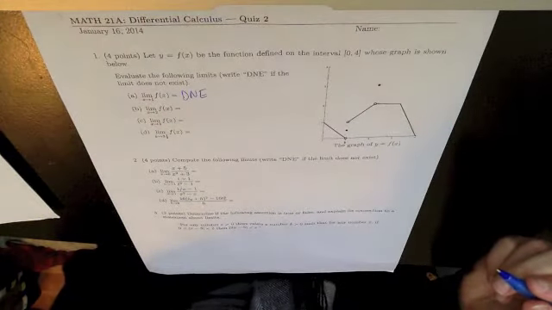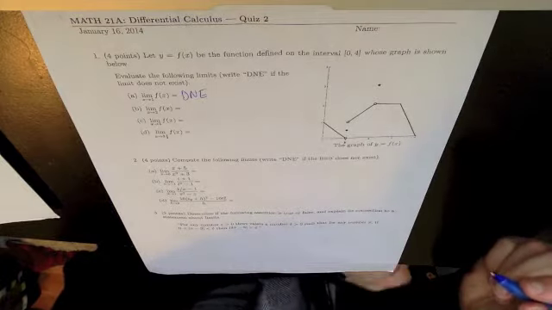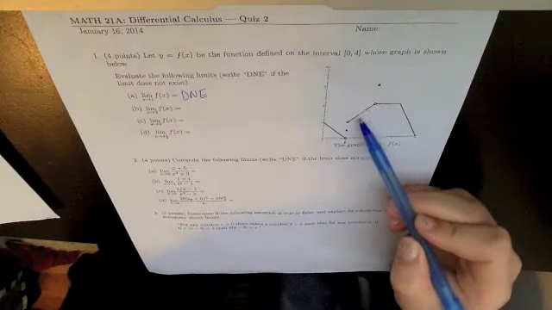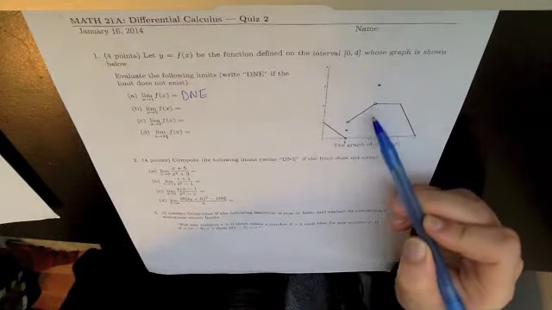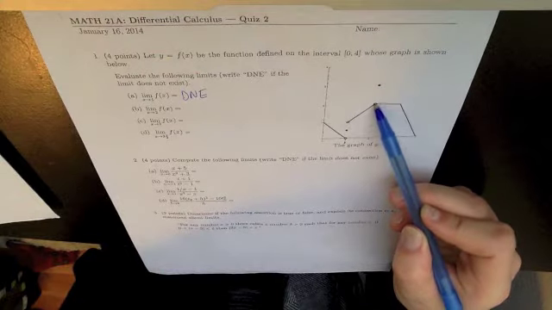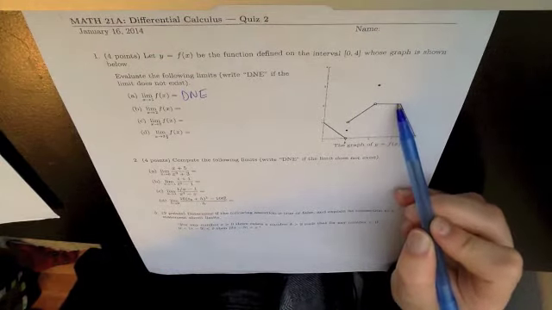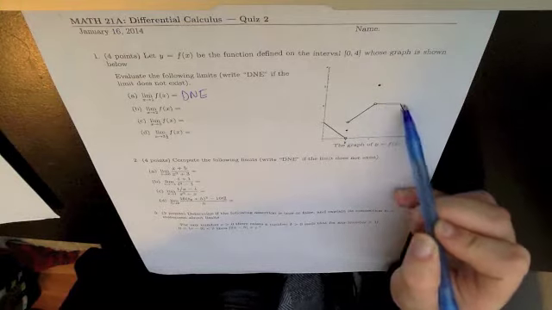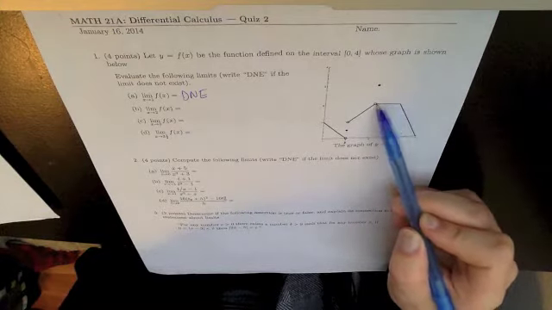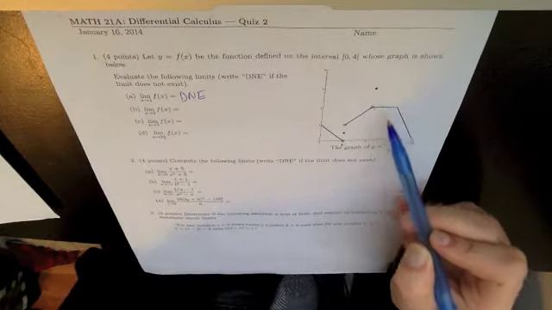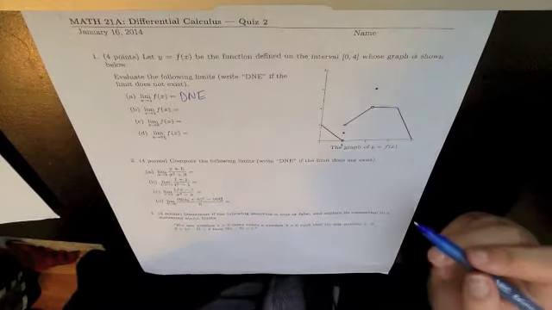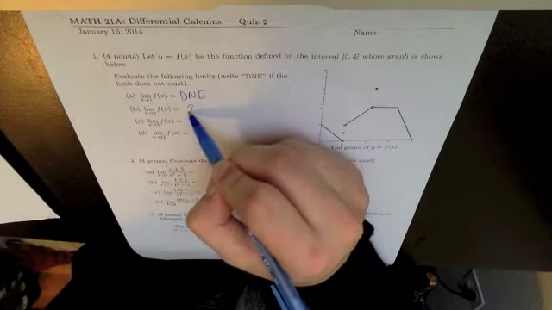Part B asks for the limit as x approaches 2. Now, if we do the same thing, as we move from the negative side, the function gets closer and closer to y equals 2. As we move from the positive side, we're also getting closer and closer to y equals 2. In fact, we're staying at y equals 2. Thus, this limit does exist, and the limit is 2.